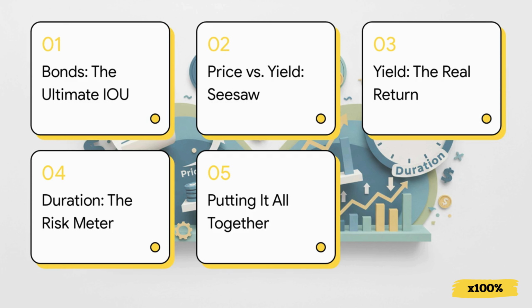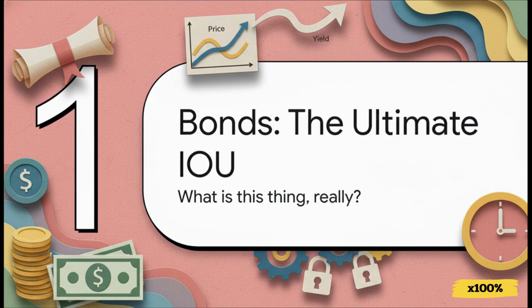Then, we are going to spend some serious time on what I think is the most important concept in all of finance, that seesaw relationship between a bond's price and its yield. After that, we'll figure out what yield really means for your wallet, introduce you to a cool risk meter called duration, and finally, we'll tie it all together to see how this stuff works out in the wild. All right, let's kick things off at square one.